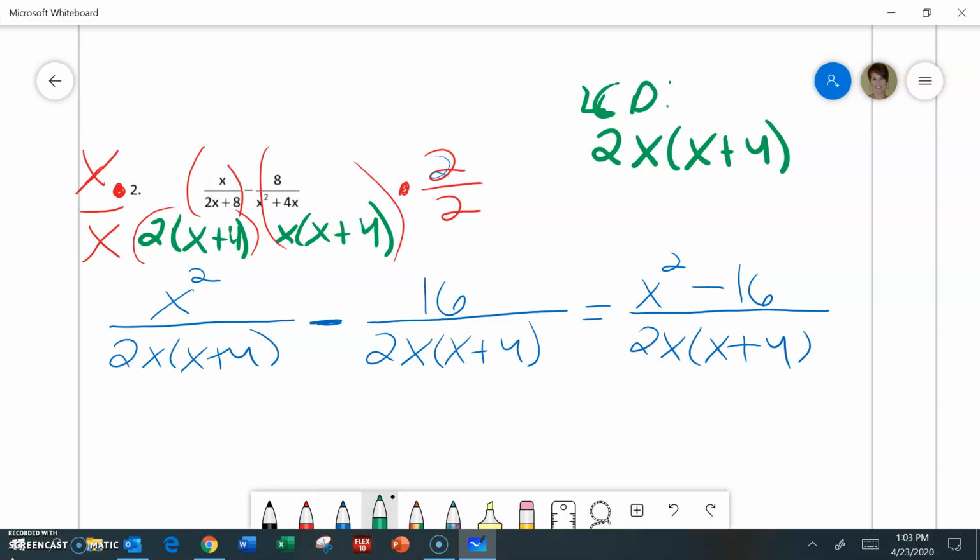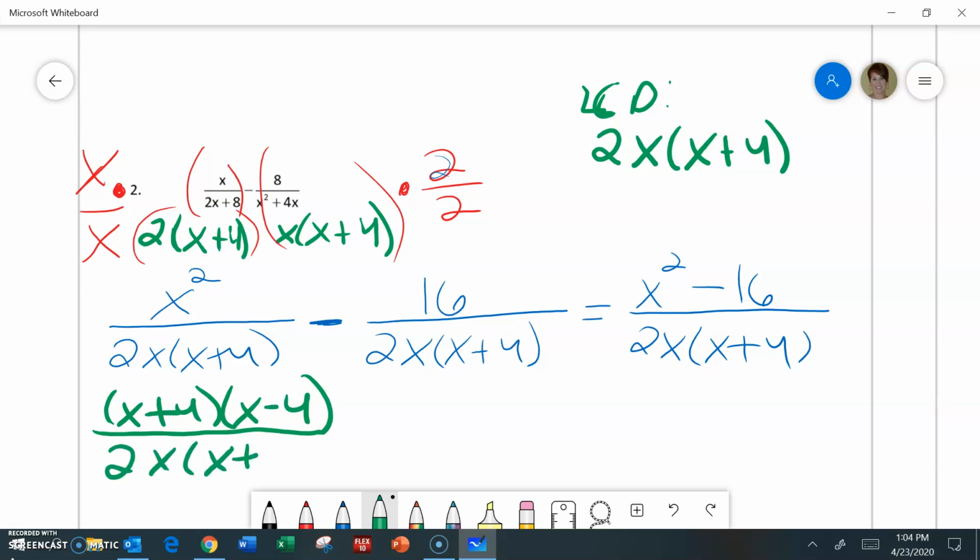So to simplify, x squared minus 16 is a difference of squares. So that's x plus 4 times x minus 4, and the denominator is 2 times x plus 4. So as you can see, your x plus 4s are going to cancel. So your final answer would be x minus 4 all over 2x.